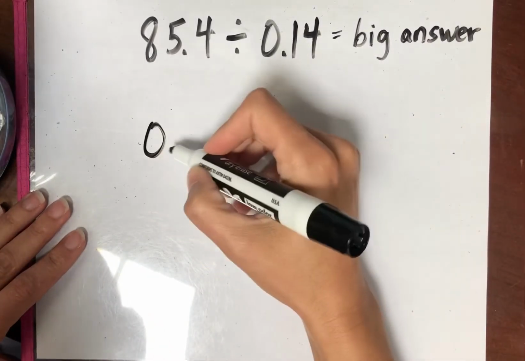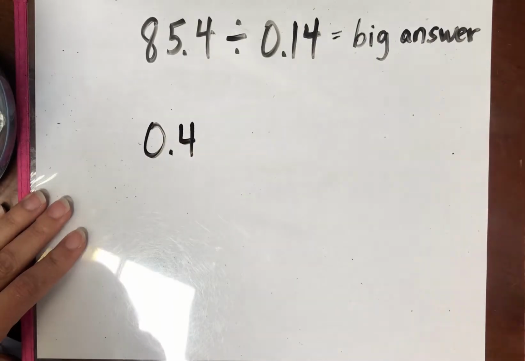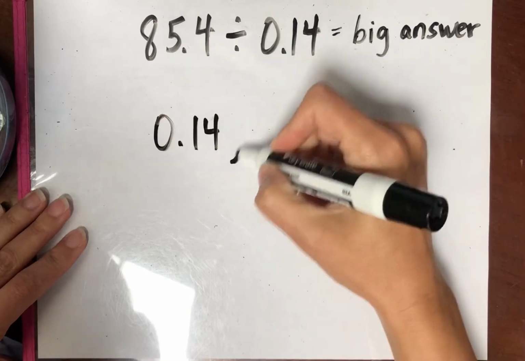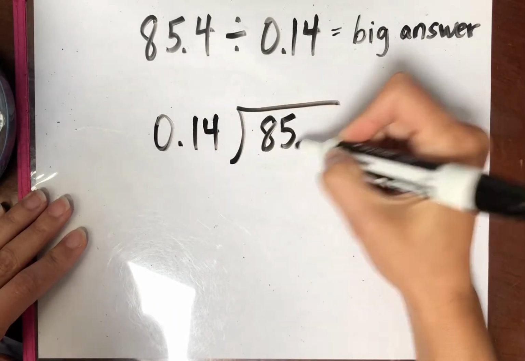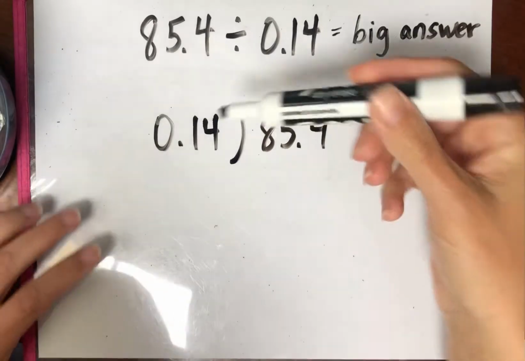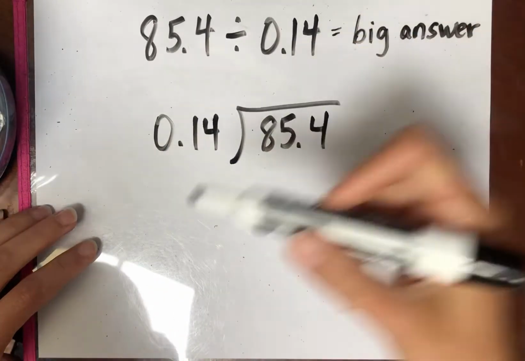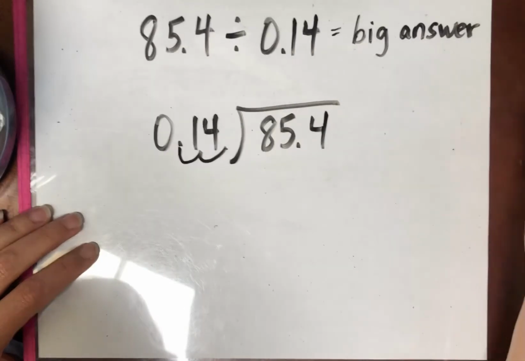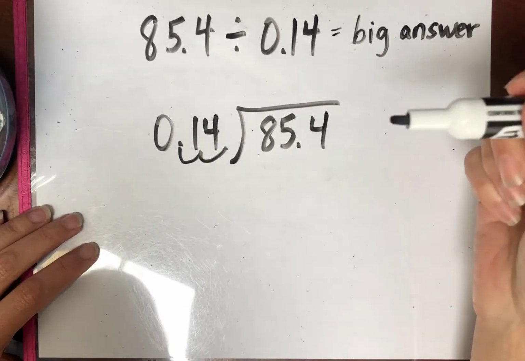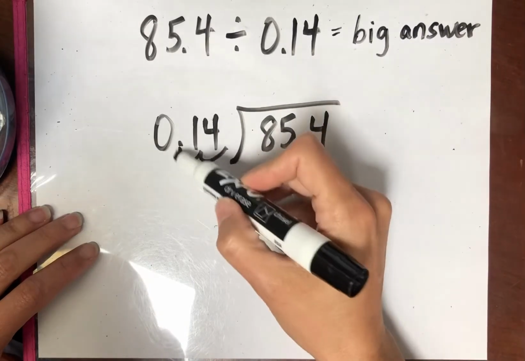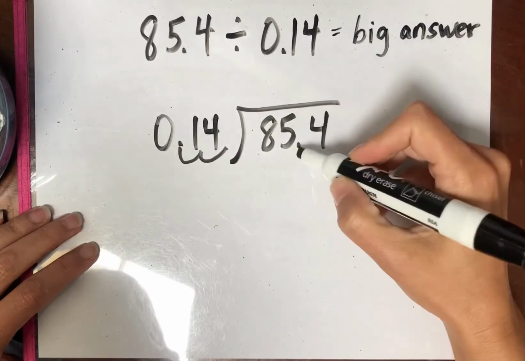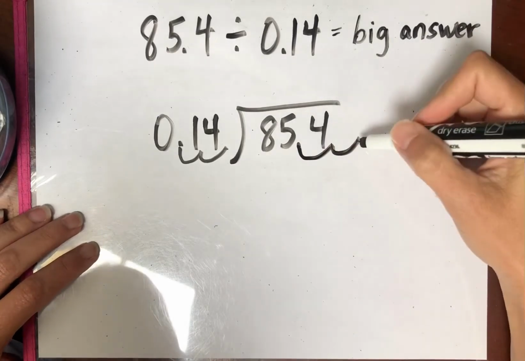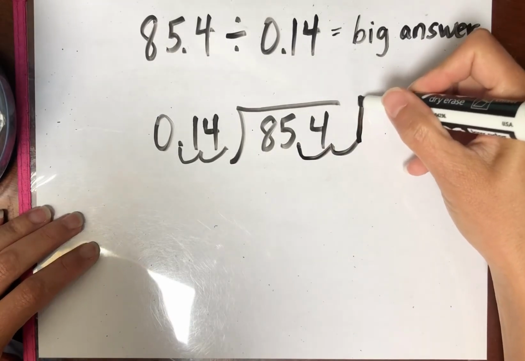Now I'm going to set up my division problem. Now, I want to make this divisor a whole number, which means I need to move my decimal over 2 places to do that. So essentially, I multiplied it by 10 twice to make it the whole number 14. So if I move my divisor's decimal over twice, I need to do the same thing to my dividend. So I move that decimal over twice as well, and then I bring it up into the quotient.